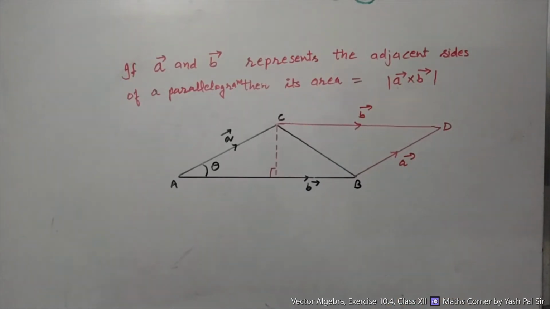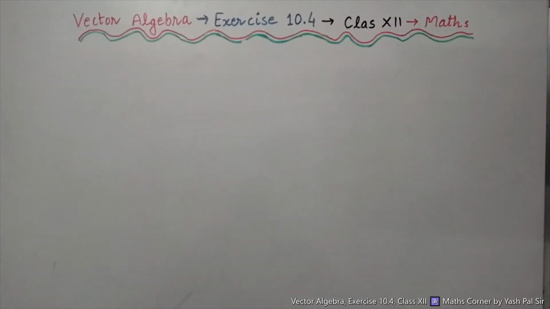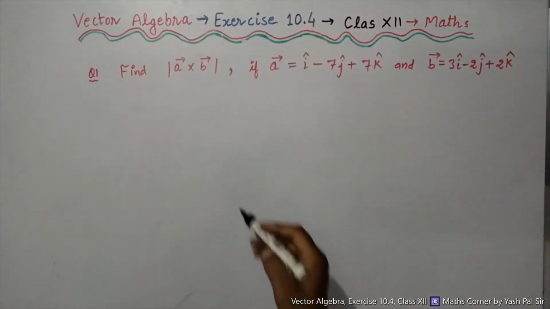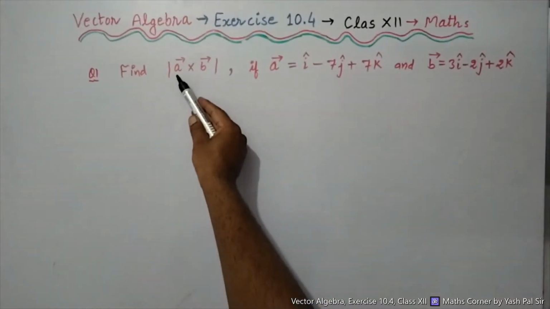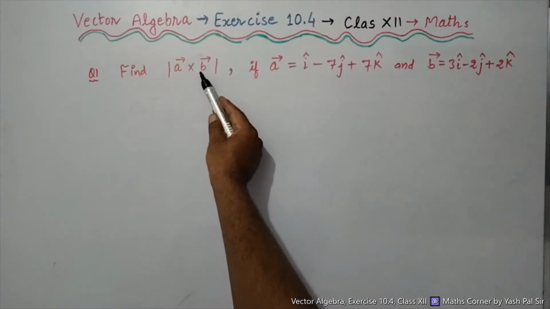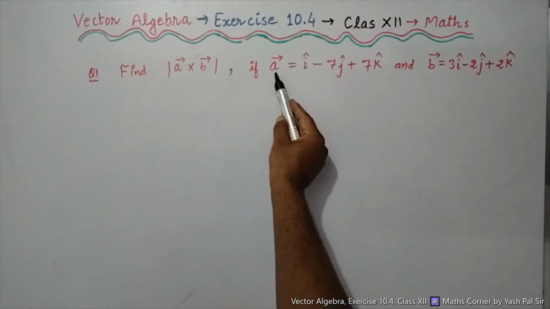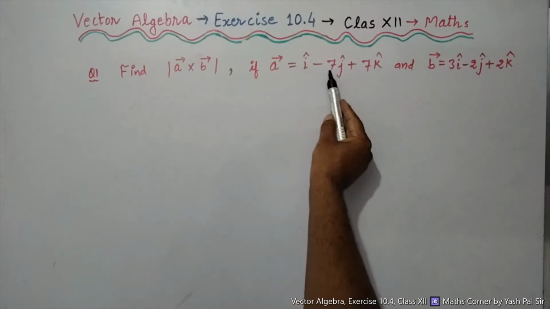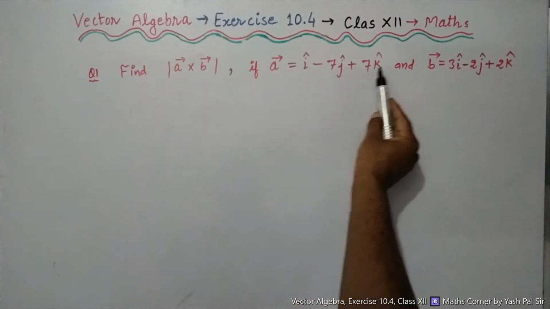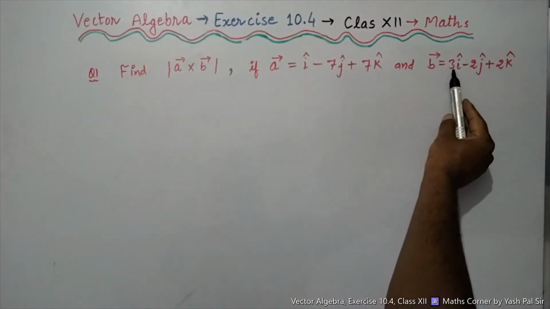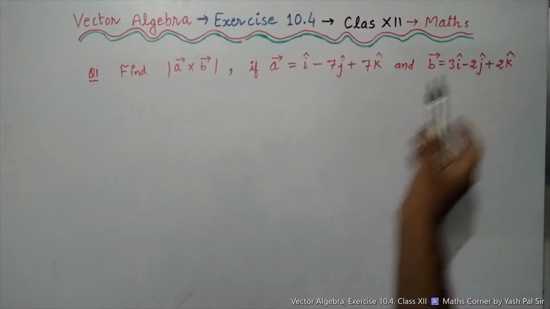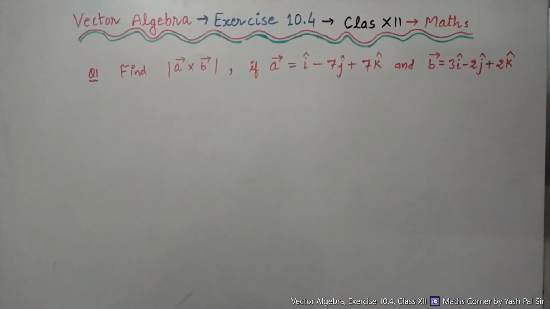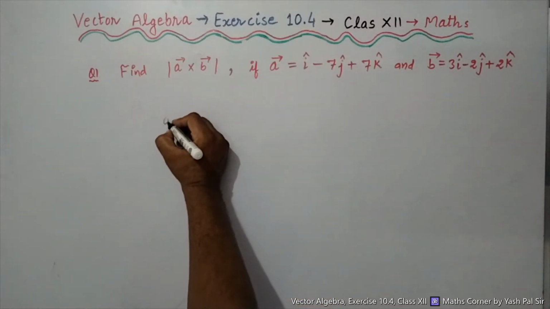Now we shall try to solve the questions of the exercise. Exercise 10.4. The very first question of the exercise is question number 1. Find the magnitude of the cross product of vector A and vector B if vector A is equal to i minus 7j plus 7k and vector B is equal to 3i minus 2j plus 2k. Here we shall follow the shortcut method.